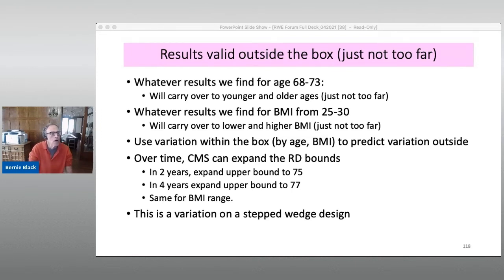And then over time, you can exploit the time dimension. CMS can say, okay, in 2 years, we'll expand the upper bound to 75. In 4 years, we'll expand the upper bound to 77. We can expand the BMI range as well. This is going to be a variation on what's known as a stepped wedge design. Next slide.